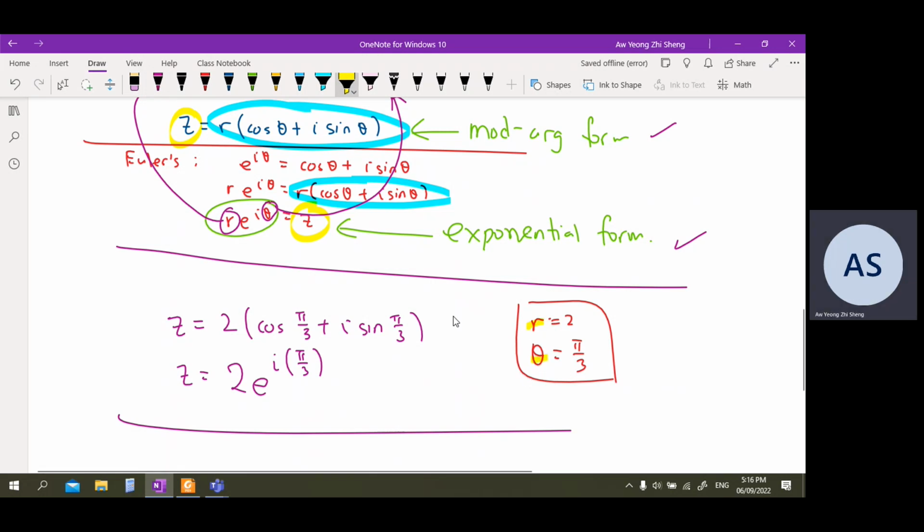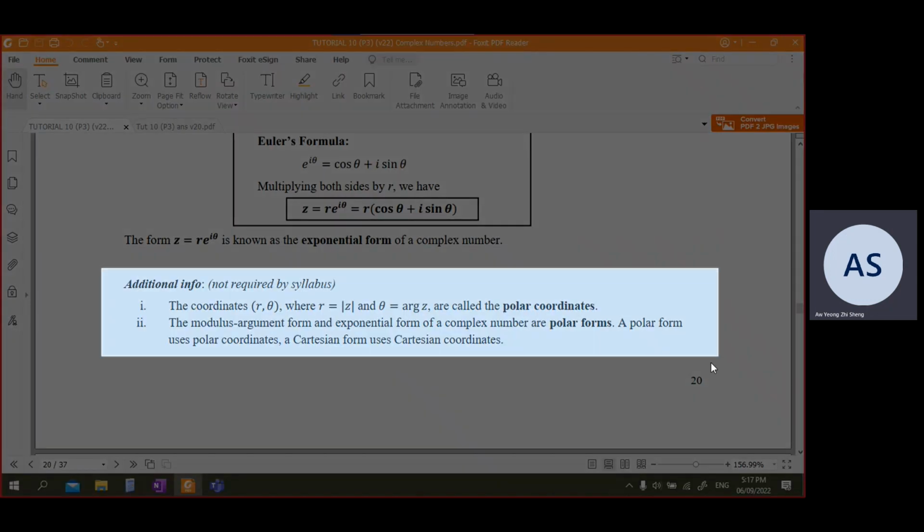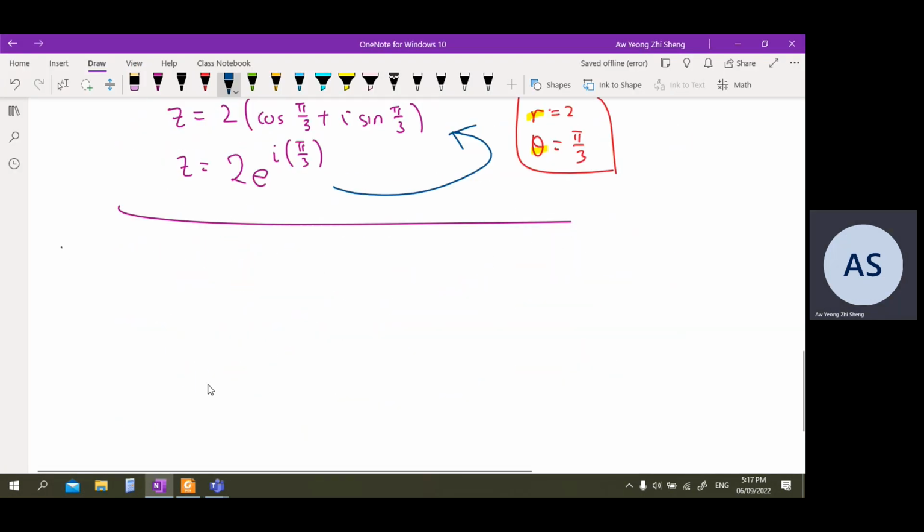So once you have modulus argument form, you can extract r and theta and straight away convert it into exponential form. Of course, if you need to convert the other way around, from exponential form to modulus argument form, it is also equally as easy. Okay, so here is additional info that is actually not required by the syllabus. Just briefly go through this.